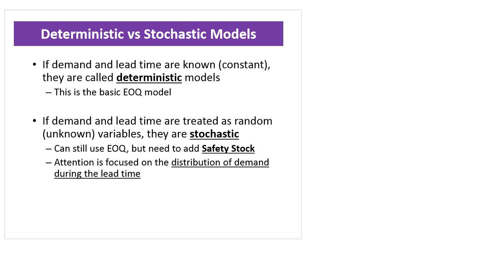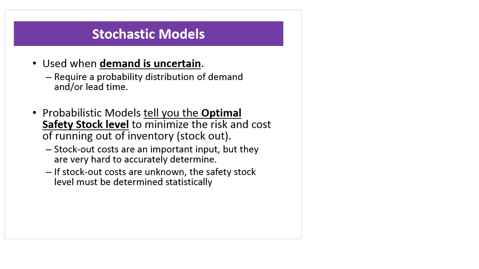So we build on the EOQ here, but we need to add safety stock. Our interest here will be looking at the distribution of demand during lead time. So when demand is uncertain, we try to estimate it with a probability distribution. We generally use the normal distribution, which is defined by a mean of mu and standard deviation sigma.